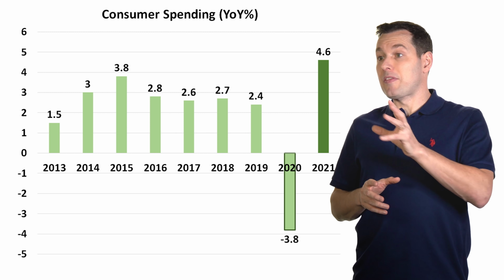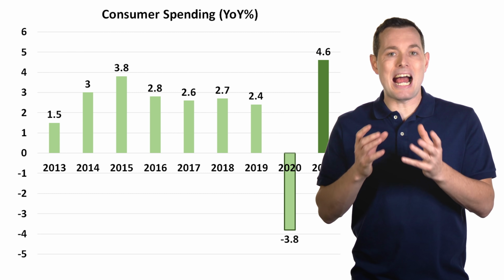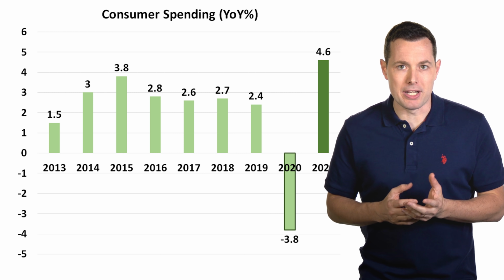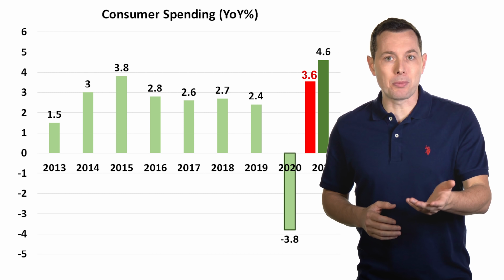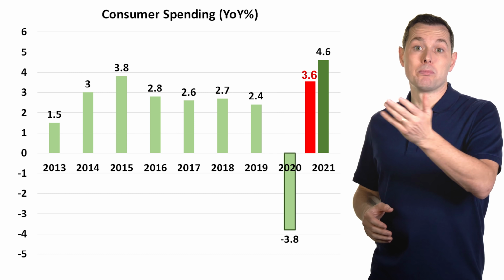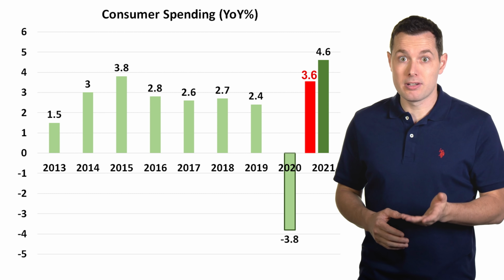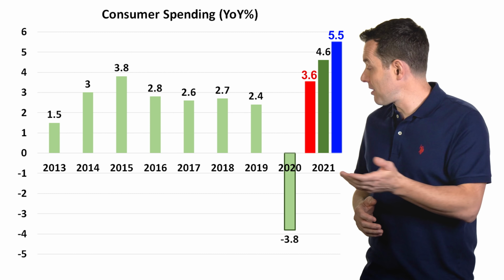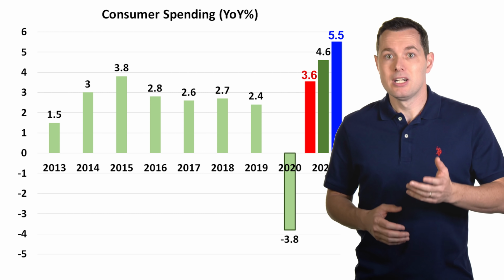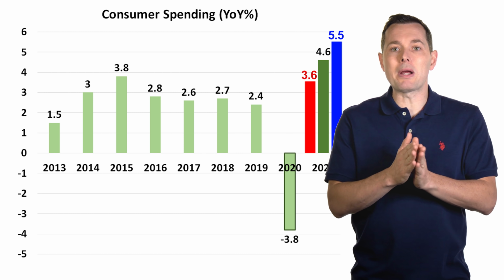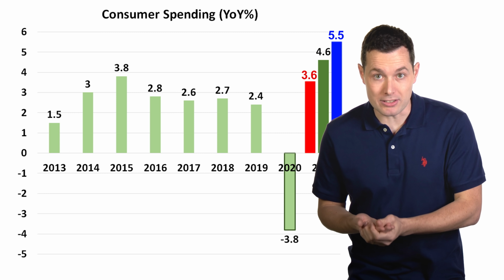Now, I do want to point out that this 4.6% is just an average of the numbers that we could find. I saw a company like Credit Suisse, and they're expecting a much lower number at 3.6%. A company like Goldman Sachs, I believe their number came in at 5.5%. So the numbers can really swing based on which economists we're listening to.